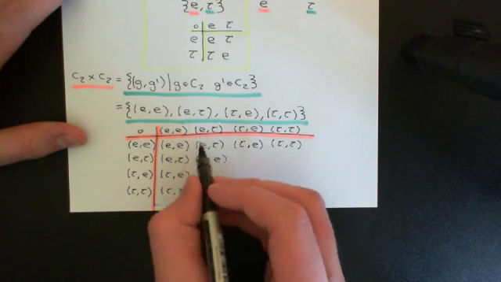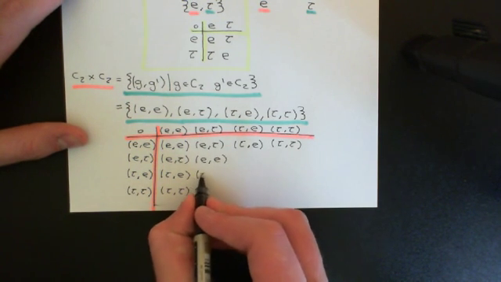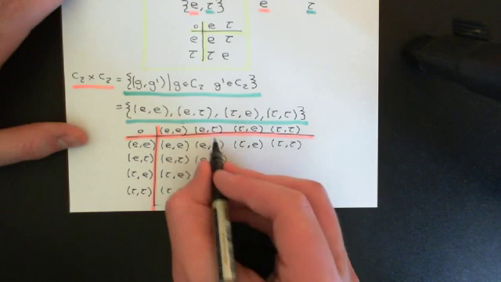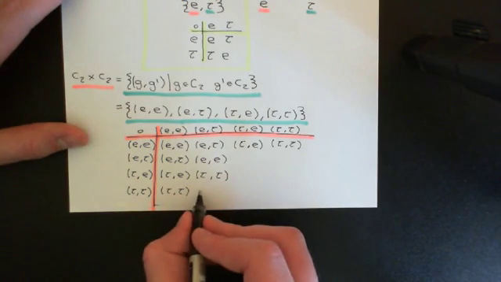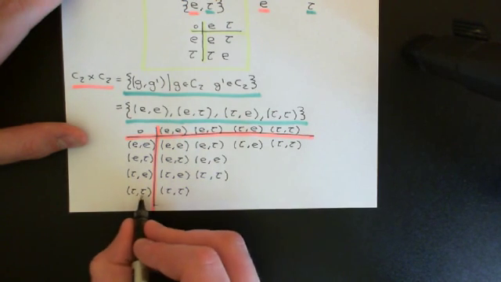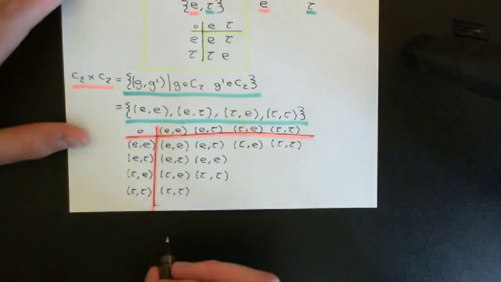Tau composed with the identity firstly. Okay, that will give us tau back again. The identity composed with tau will give us tau in the second position as well. Next, down to here, we'll have tau composed with the identity in tau.